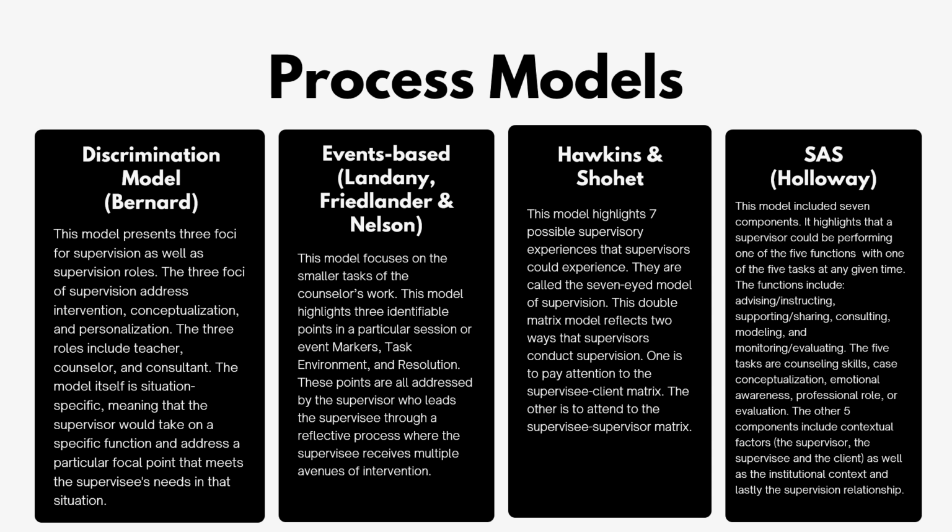Hawkins and Shohet highlight 7 possible supervisory experiences that the supervisor can experience. They are called the 7-eyed model of supervision. This double matrix model reflects 2 ways that the supervisors conduct supervision. One is to pay attention to the supervisee-client matrix, and the other is to attend to the supervisee-supervisor matrix.